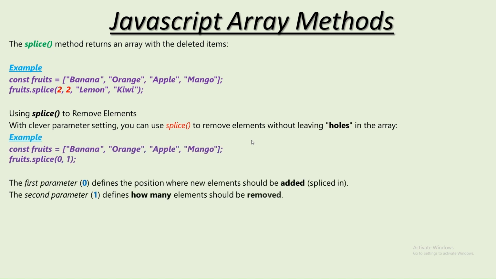Using splice to remove elements. With clever parameter settings, you can use splice to remove elements without leaving holes in the array. Yeah, we discussed this previously in delete. So const fruits equals banana, orange, apple, mango, and fruits.splice 0, 1. The first parameter 0 defines the position where the new elements should be added, like spliced in, and the second parameter defines how many elements should be removed. So one element should be removed and no element should be added. The rest of the parameters are omitted, so no new elements will be added.